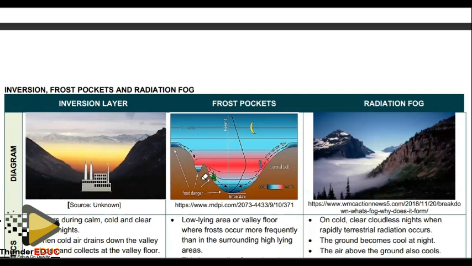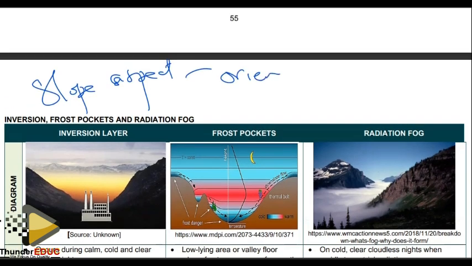What is it that we call a slope aspect? When we're talking of slope aspect, we are looking at the orientation of the slope. What is orientation? Where is the slope facing?